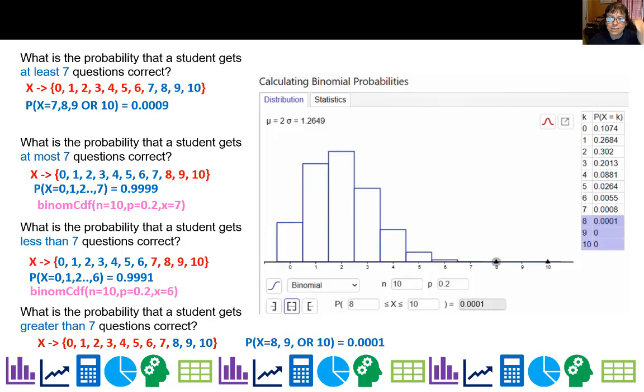What about these right-sided ones, this 8, 9, 10, and this 7, 8, 9, 10? Well, that's just the complement. This one right here is the complement of that one. So I could just say 1 minus binomCDF of those 6 there. I don't want those 6, so you take that away. And the same thing here for this one. I want to take 1 minus binomCDF with x is 7. And that's it.